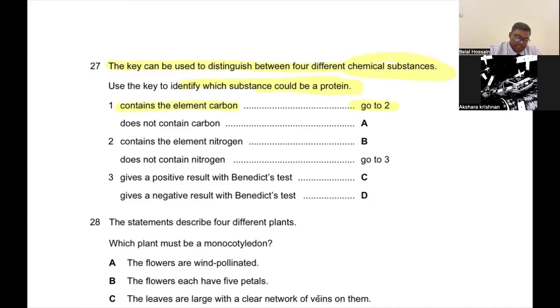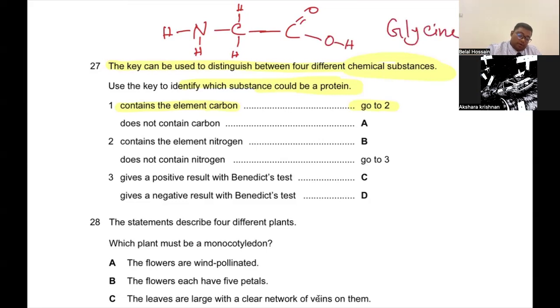Of course, protein contains carbon. Protein contains units of amino acid. This is how an amino acid looks like, the minimum protein. You're looking at the structure of glycine, not that you need to know about it. Nitrogen is present, oxygen is present, carbon is present, hydrogen is present. We'll go to 2. Contains the element nitrogen. B. See that? Not very difficult.